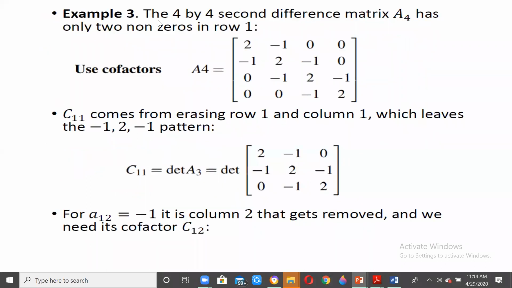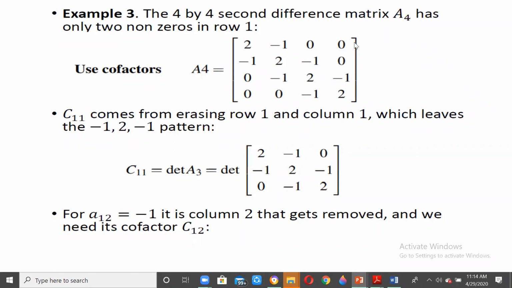So we can take an example here. The 4 by 4 second difference matrix A4 has only two non-zeros in row 1. This is a second difference matrix which is 4 by 4: 2, minus 1, 0, 0; minus 1, 2, minus 1, 0; 0, minus 1, 2, minus 1; 0, 0, minus 1, 2. So you can see that these two terms are 0.